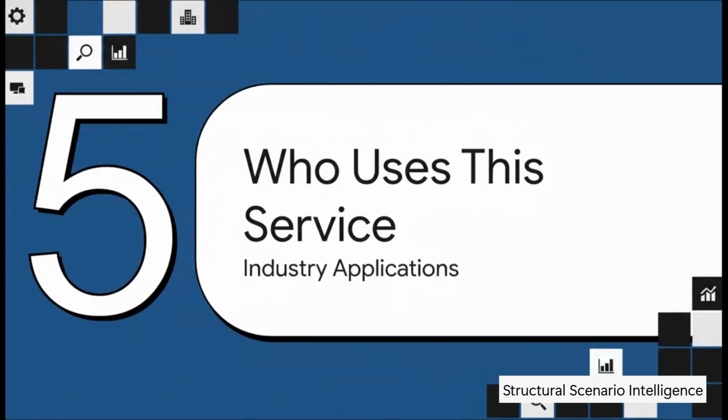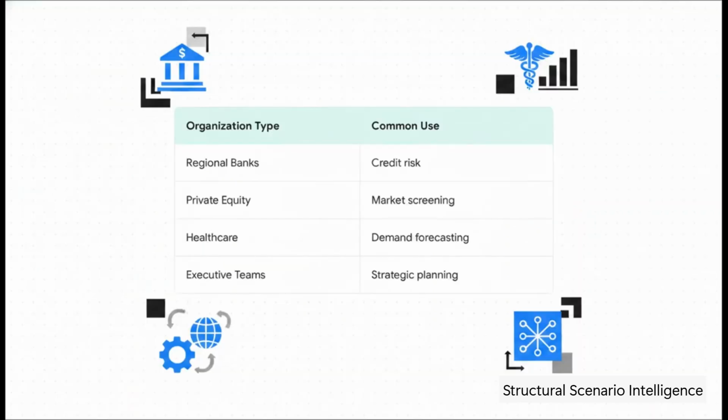Section 5. Who uses this service? Let's check out some real-world applications across different industries. SSI is incredibly adaptable across industries. Because the framework looks at underlying structural pressures, regional banks can use it to assess the lending environment and credit risk. Meanwhile, private equity firms use it to screen markets before deploying capital. Healthcare systems use it to forecast patient demand against their workforce limitations, and executive teams across the board use it for core strategic planning. The challenges are totally different, but the need for clear visibility, that's exactly the same.